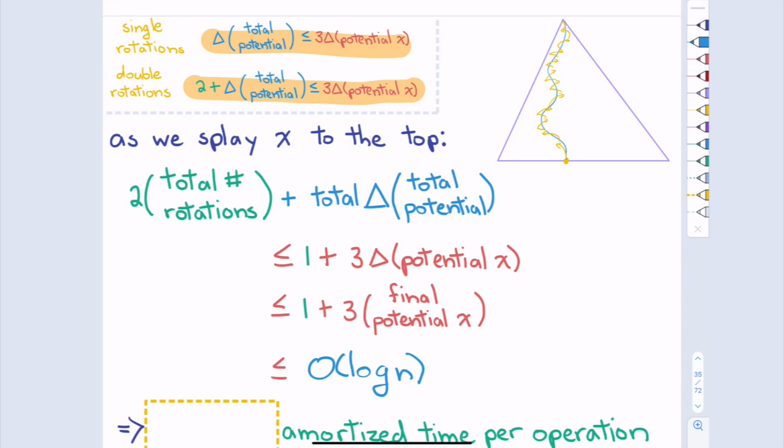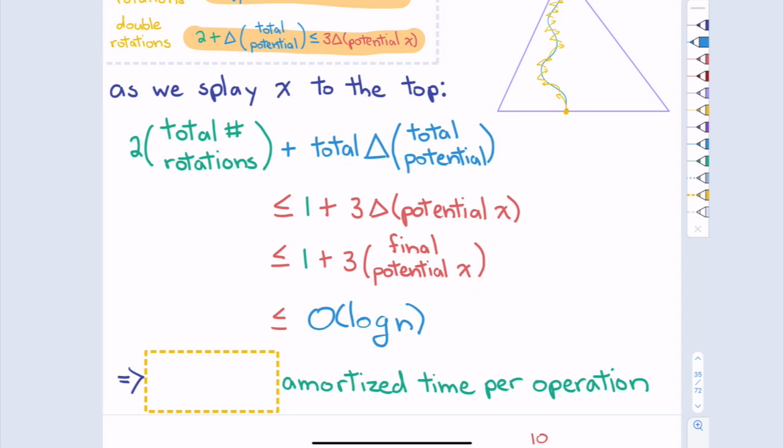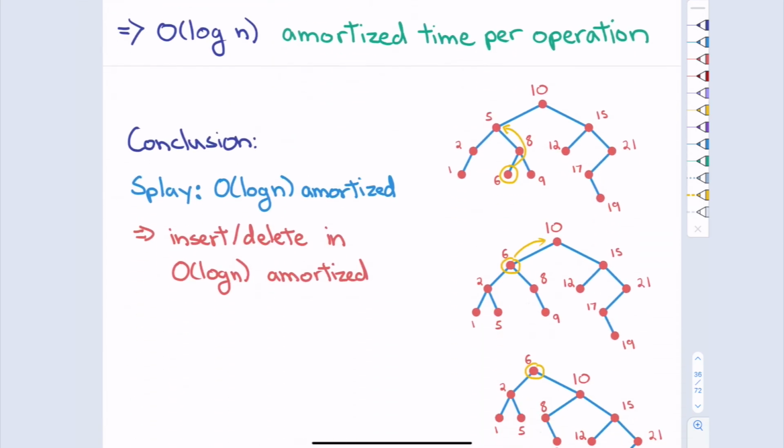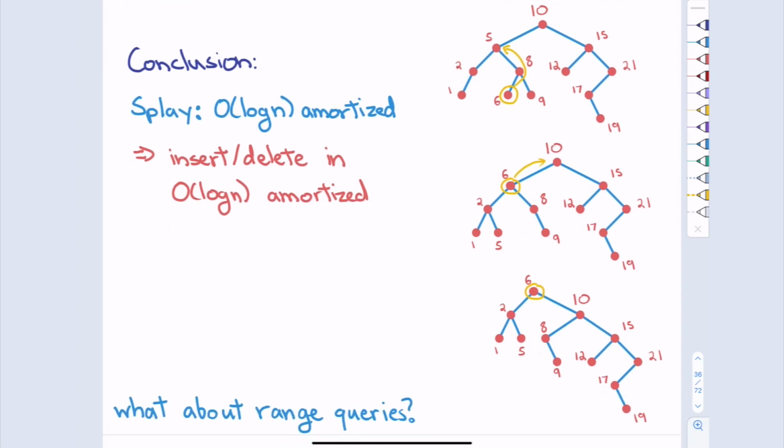Somehow this analysis is very clever. It's able to look at these individual rotations and argue that the change in total potential can be charged to the change in potential just of x, and x itself has limited maximum potential. So that should give us log n amortized time for each display. So that's where log n type of bounds come in. And then you can figure out how to do insertions and deletions. For insertions, you just put it at the leaf and then you splay it back to the top, and that'll give you log n time.